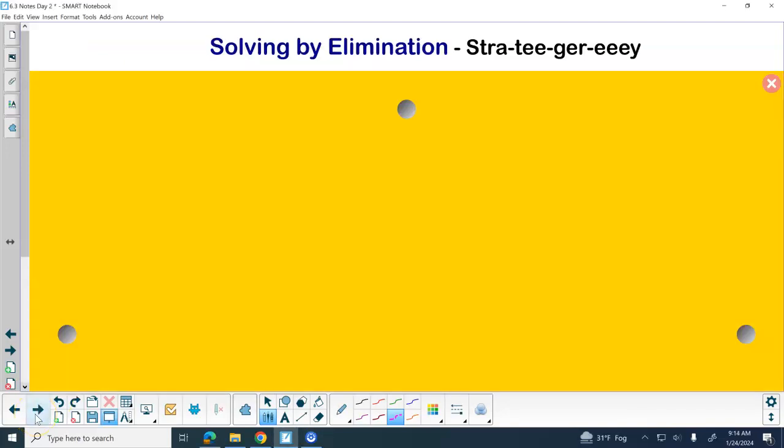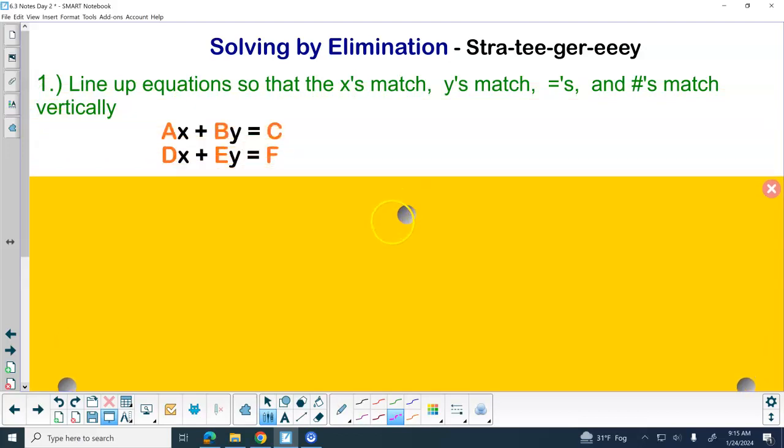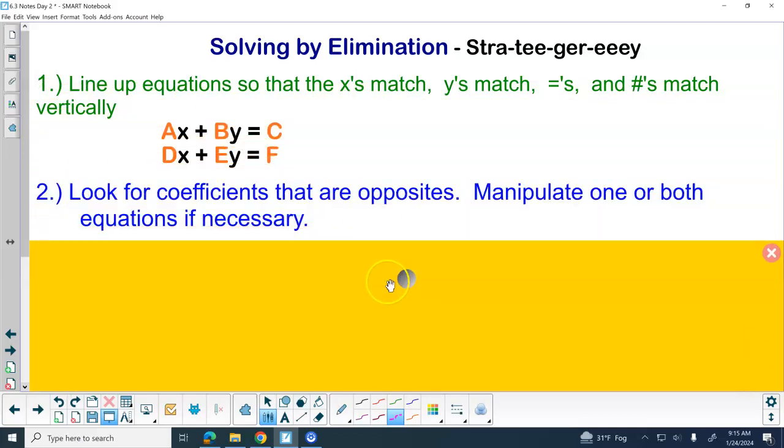All right, so the first step in elimination is actually the first two steps. I'm going to give you the first two steps right away. The first step is we're going to line up our equations vertically. Okay? So if I had 8x plus 2y equals 4 was my first equation. And my second equation was negative 2x plus 3y equals 13.